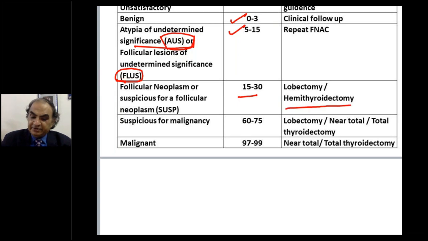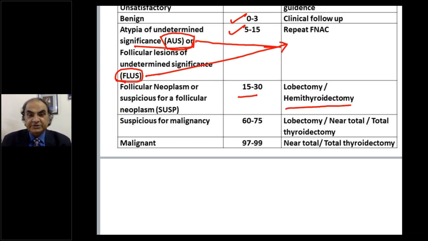I am constantly reminded of the repeat business. You must repeat it at least 3 times and 6 passes, as is done in breast. If you still find it equivocal, proceed with hemithyroidectomy. Lobectomy is a term that is used in the US very commonly. Hemithyroidectomy is where you remove the lobe plus the isthmus, and this is what we practice. So please read it as hemithyroidectomy in most cases.